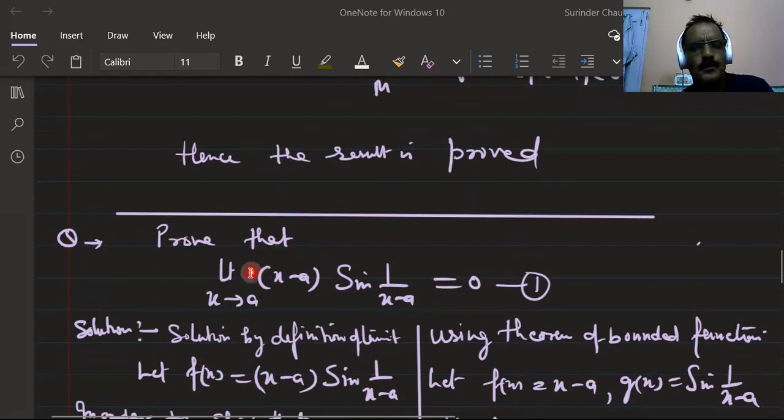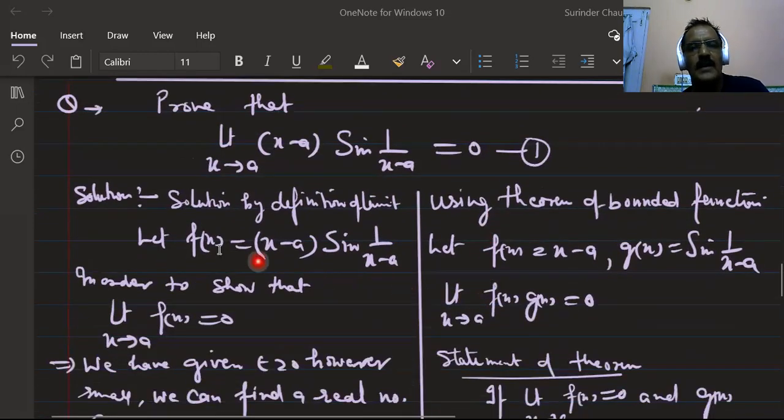Prove that limit x approaches A of (x minus A) into sine of 1 upon (x minus A) is equal to 0. Now, the solution by the definition method we have done in the previous lecture. We have discussed it in the Google Meet class.